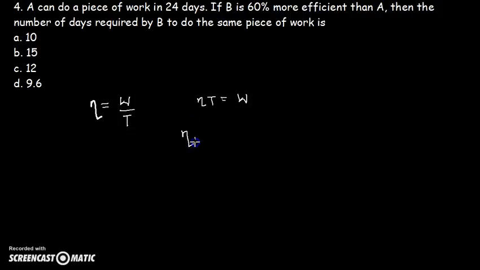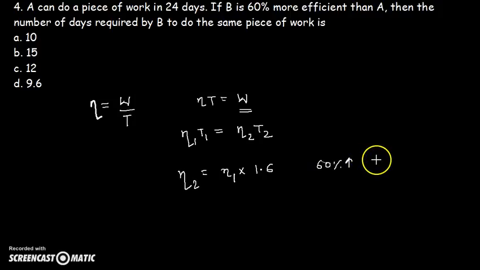For A, let us assume the efficiency to be this and time taken is this. Similarly for B, efficiency multiplied by that time taken. The product would be same because the product is nothing but the constant part, which is the work. And it is given in the question that B is 60% more efficient. So you can write efficiency of B is nothing but efficiency of A multiplied by the multiplying factor, which is 1.6, because it is given 60% more. 60% more is nothing but the multiplying factor 1.6.